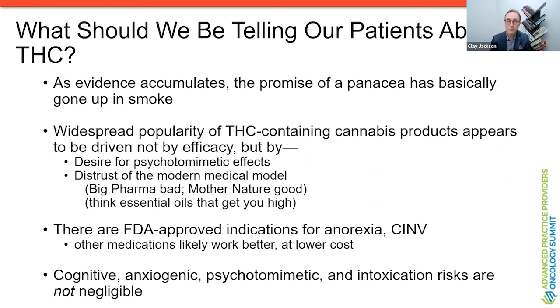There are some FDA-approved indications for anorexia and CINV. However, Katie showed you that data in post-marketing studies has not stood up to real-world patient problems in populations. There are probably other medications that would likely work better at a lower cost. She gave an example in nausea and anorexia for megestrol. The cognitive, anxiolytic, psychotomimetic, and intoxication risks of THC are not negligible.